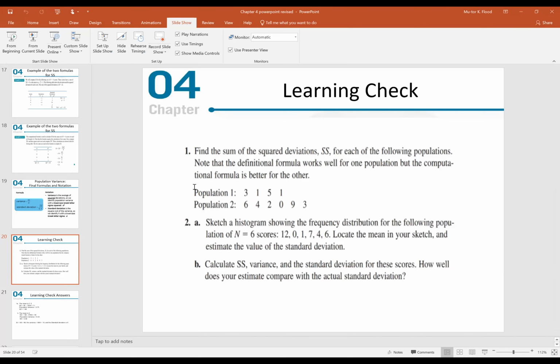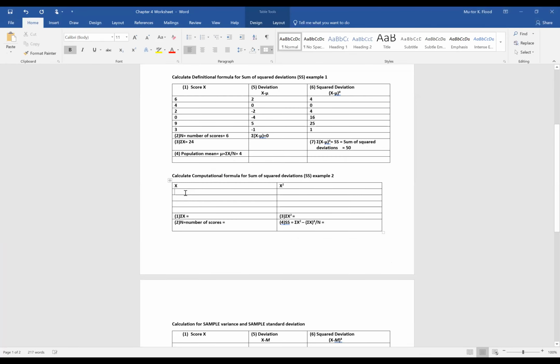So our scores are 3, 1, 5, and 1, right? And so what is the sum of all of those scores? 3 plus 1 plus 5 plus 1 gives us 10. And how many scores are there in our population? There are 4 scores.